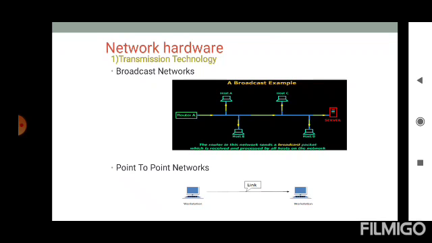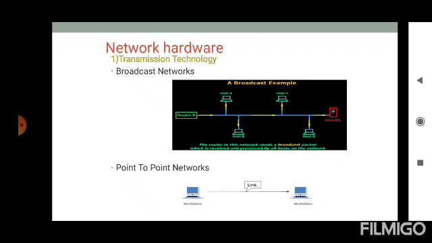Then network hardware. The network hardware or structures are required for developing any computer network. For classification of computer networks, there is no generally accepted taxonomy into which all computer networks fit, but two dimensions stand out as important. First is transmission technology and second is scale. Then we will see first, transmission technology. Transmission technology refers to how two devices are connected and how they are communicating.